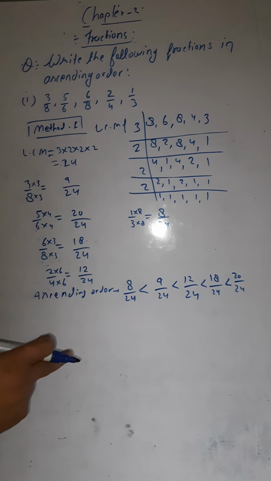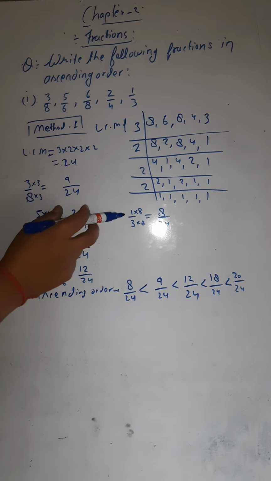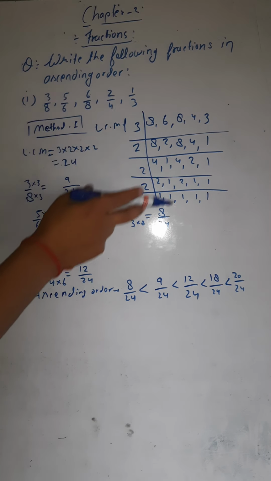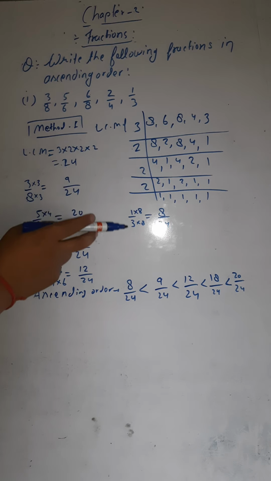Now just tell me, 8 by 24 is which fraction? 8 by 24 is 1 by 3. I have written 1 by 3 as 8 by 24. So it means the least one is 1 by 3.